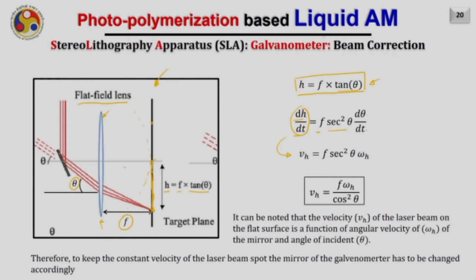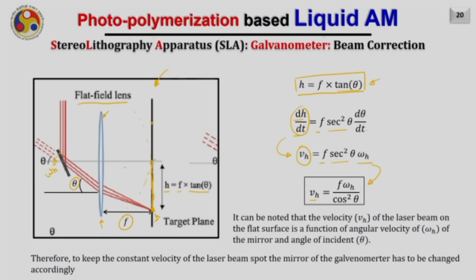So for example, my galvanometer is moving with some angular velocity omega h, then the point h, or this particular point here, will move up and down. So the rate of change of this distance h will be given as vh, the velocity of this particular point, and hence it will be equal to the constant value f sec square theta omega h. Here I can further simplify it and write it like this. It says that vh equals f omega h by cos square theta.